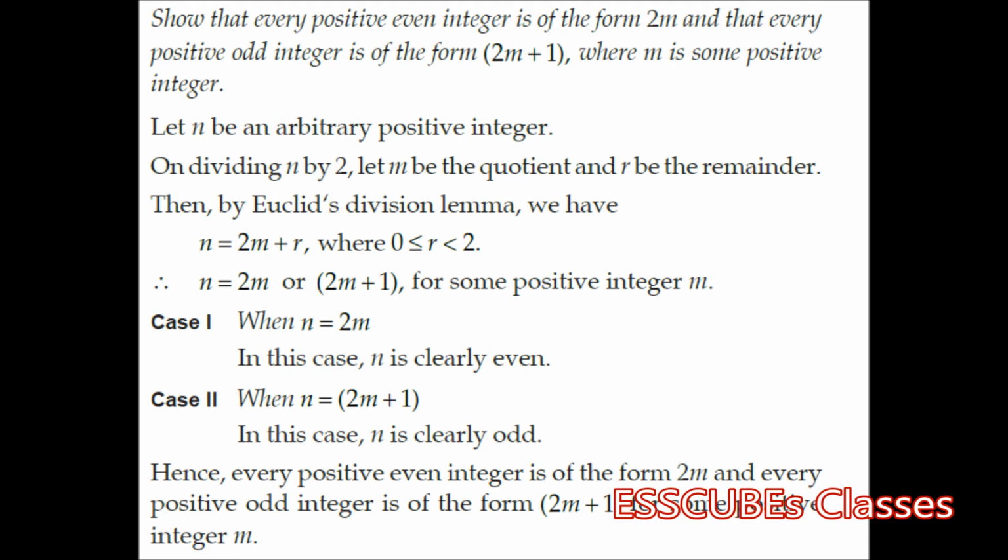When n is equal to 2m, it is clearly a case of an even number, while if n is equal to 2m plus 1, again this is clearly a case of an odd number. Thus the number that is given to us, n, or for that reason every positive even integer, is of the form 2m, and every positive odd integer is of the form 2m plus 1 for some positive integer m.